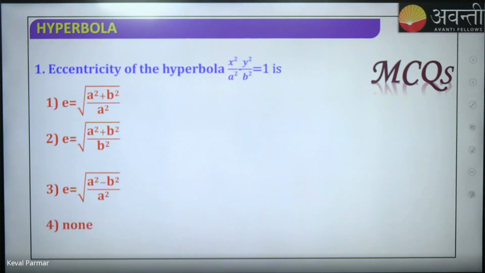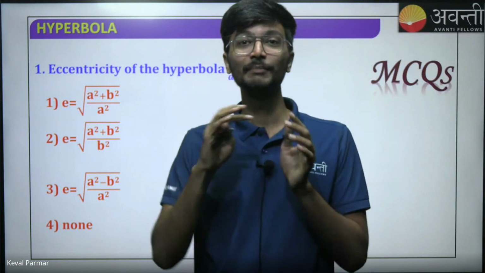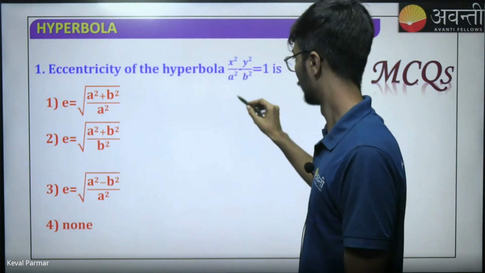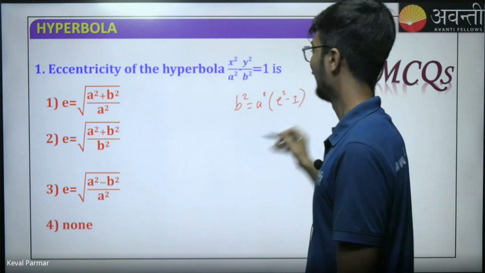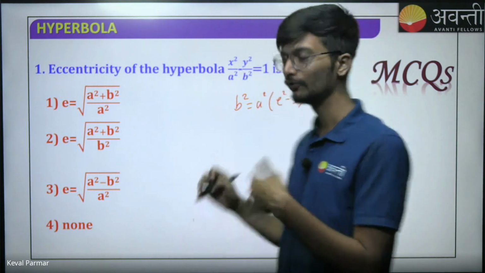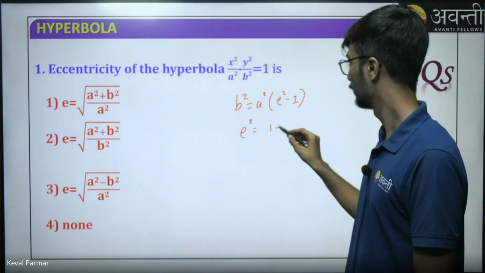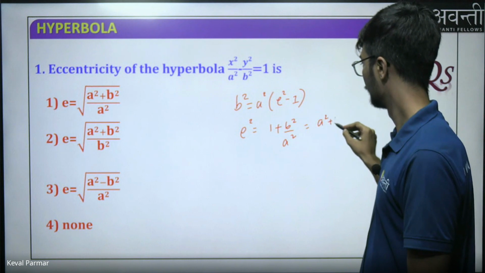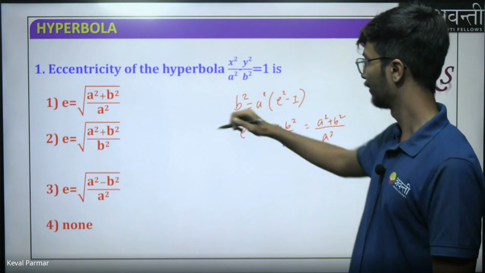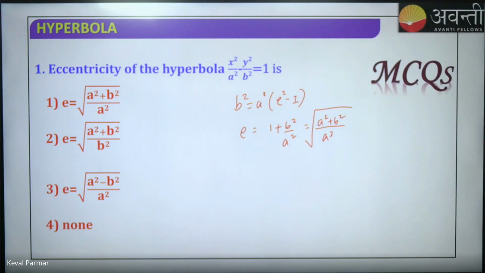Come on. What is the eccentricity? Now, I personally don't remember the formula of eccentricity directly. I remember the formula which was this one: b square equals to a square into e square minus 1. It takes just 2 to 5 seconds to figure out the value of e from here. The value of e square will be 1 plus b square upon a square, which is basically a square plus b square upon a square. So if I want to find the value of e, I'll have to take the under root. So as you can see, that is, I think, option first. Correct.